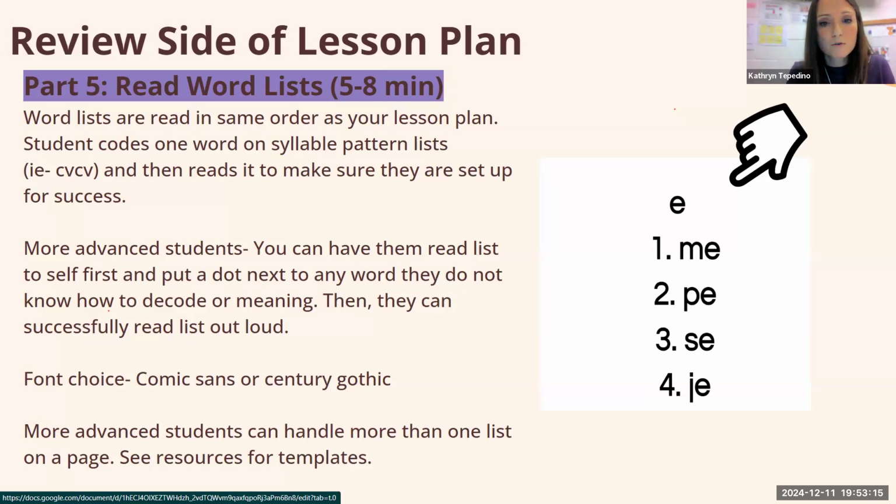Okay, so more advanced students. Right now you can see I have one word list at a time. More advanced students, I will add to the Padlet. I have some templates where you can put 4 lists on one page, and more advanced students are fine with that. So you can play around with it. Font choice, you want to do a font where the A isn't funky. So Comic Sans, Century Gothic are good choices for that.